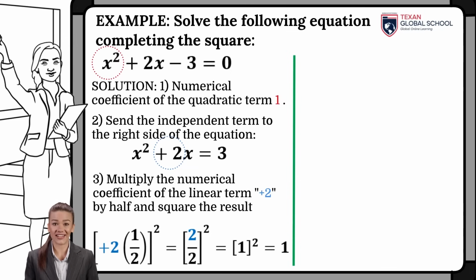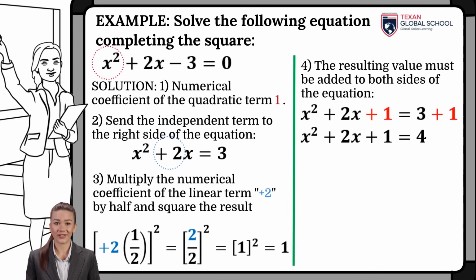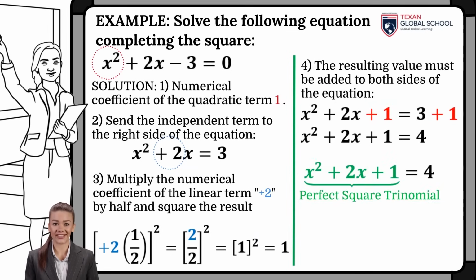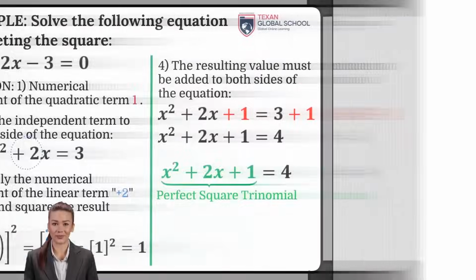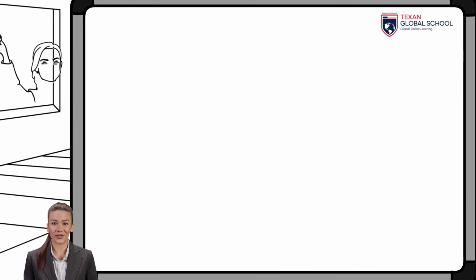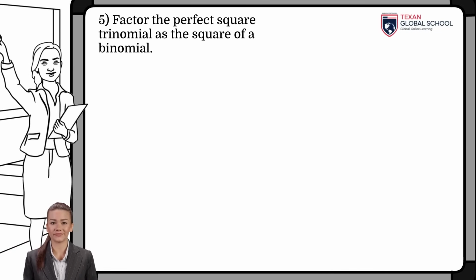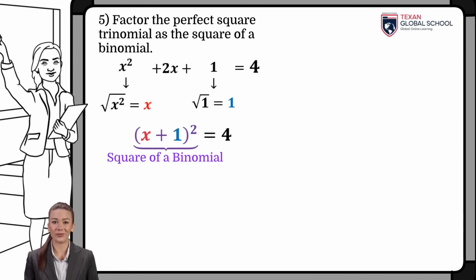This value is added to both sides of the equation so as not to alter it. In this way, we have completed a perfect square trinomial on the left side of the equation. So, we factor the perfect square trinomial as a squared binomial. This can be factored as a trinomial of the form x squared plus b x plus c. That is, looking for two numbers that multiplied give the independent term and added the numerical coefficient of the linear term.